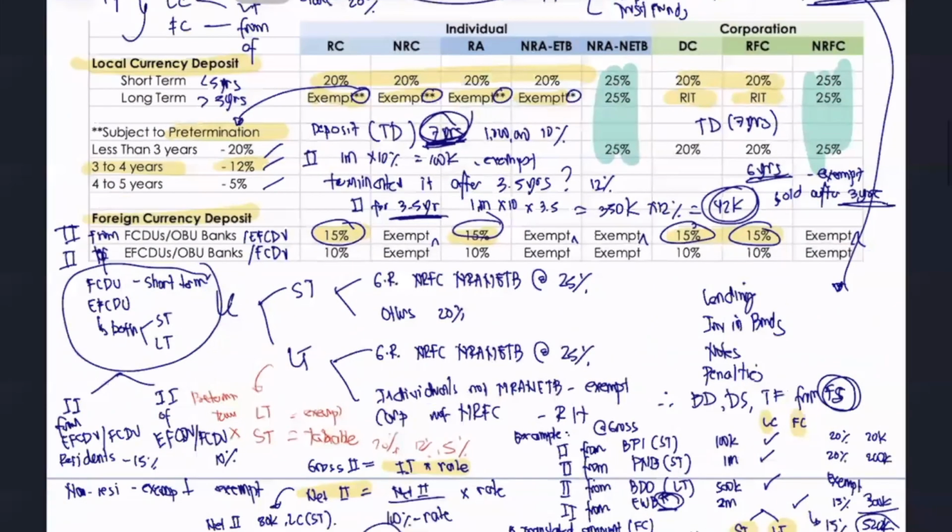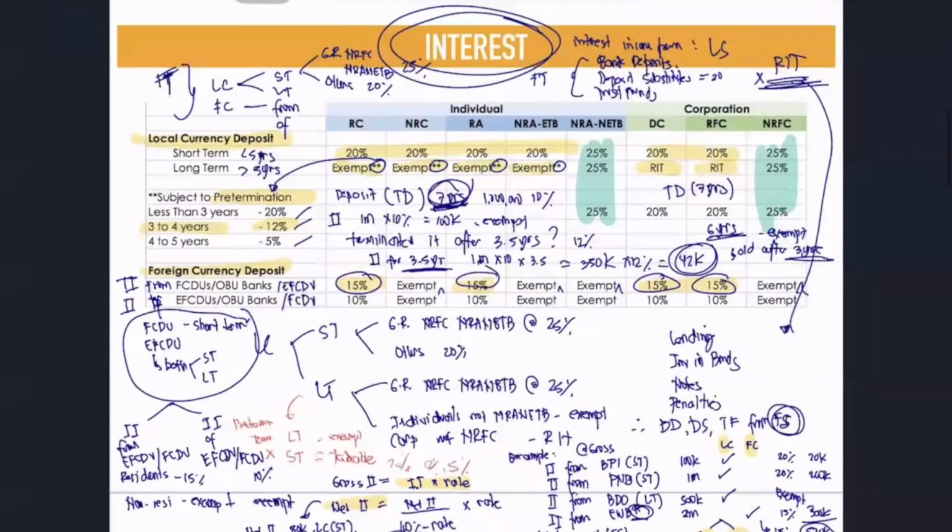Again, for interest income, first, determine if local or foreign currency. Next, for local currency, tax it whether short-term or long-term. For foreign currency, tax it whether it is from or off. Now, for the tax base, just be careful whether it is gross or net interest income. And take note if the problem tells you that it is already translated. In short, it means that it came from a foreign currency depository unit. Okay? So pag foreign currency siya, tignan nyo lang kung from or off.